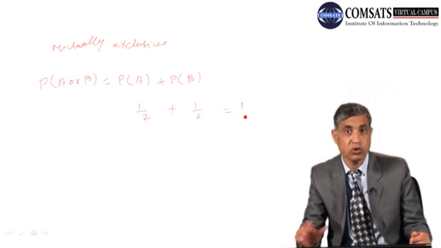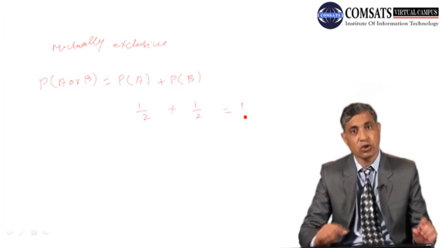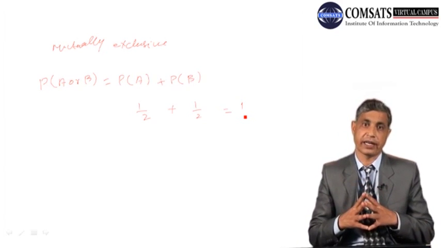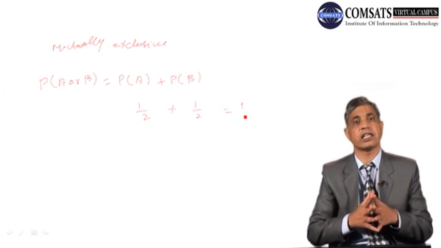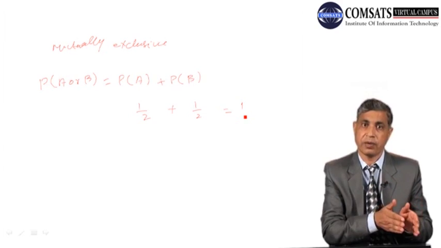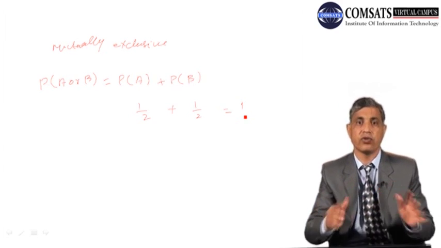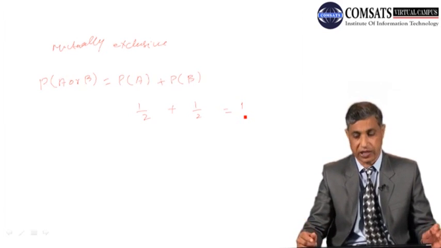So it is very easy to add the mutually exclusive events because there is no overlapping of the probability. Both the events, if one event occurs, it restricts the other, and they are independent here. We add one probability to the other and we get the probability of event A or event B happening.